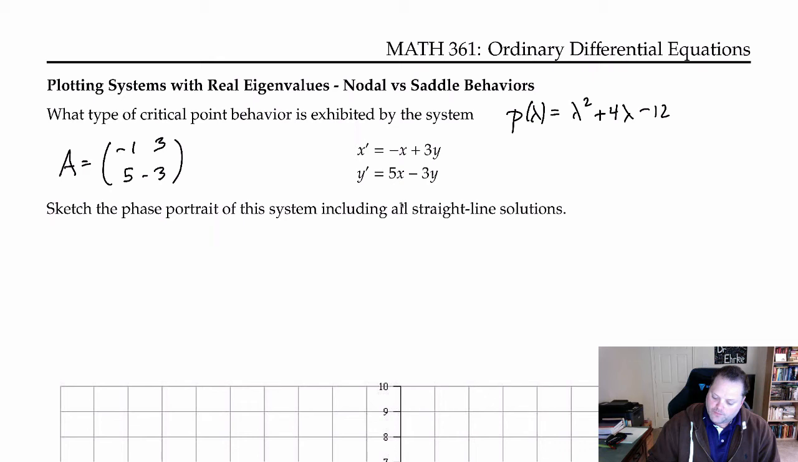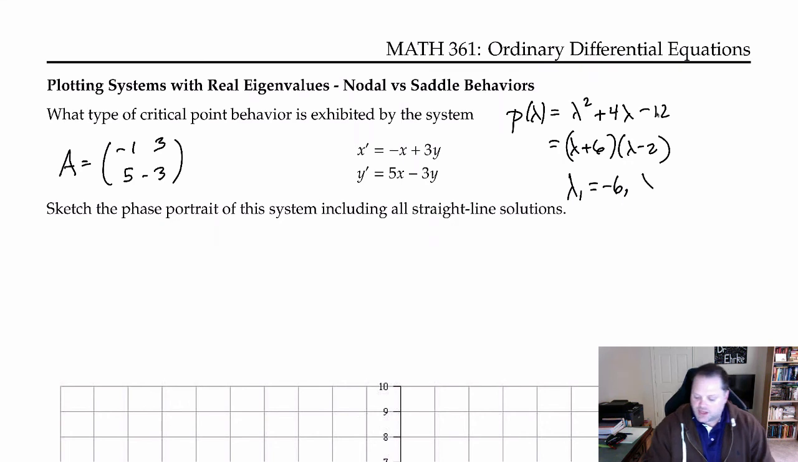And so, let's see, I think it's lambda plus 6, lambda minus 2. Let's just double check. 6 minus 2 makes 4. 6 times negative 2 makes negative 12. Yeah, so that's good. So lambda 1 is negative 6, and lambda 2 is 2. We know we have two different eigenvalues. One's positive, one is negative. We know we have a negative determinant. So we know we have a saddle behavior.